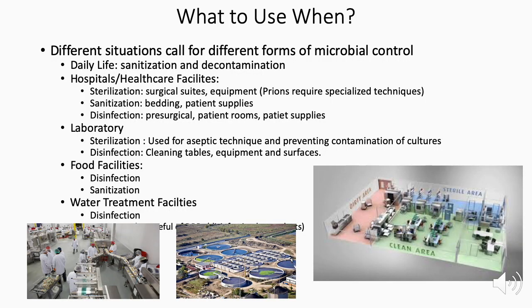So when we are trying to disinfect things, we have to look at what we're going to use and when are we going to use that. So different situations are going to call for different types of microbial control. Daily life, we look at sanitization and decontamination all the time. Washing your hands, washing your clothes, cleaning your kitchen, cleaning your bathroom. You're not using high-level sterilants and cold sterilants to clean those areas. You're using just your basic everyday disinfectants.